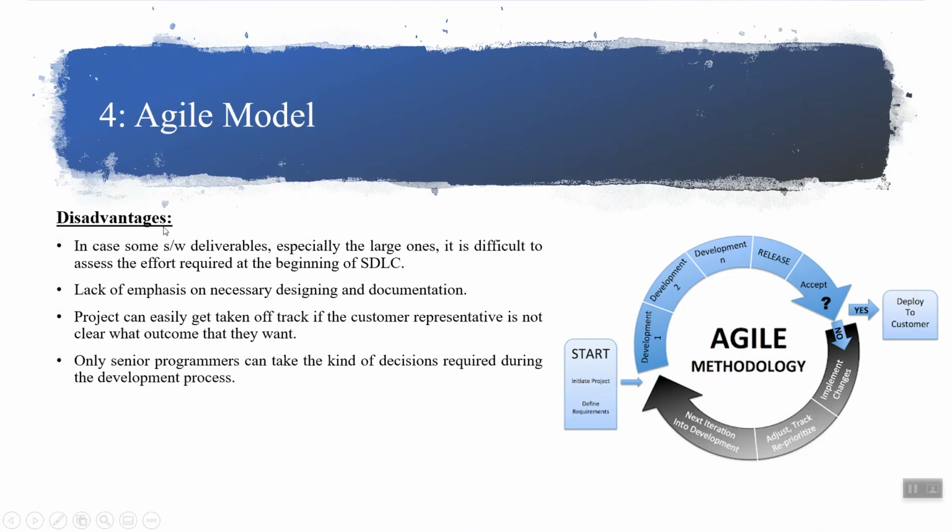About the disadvantages of the agile model: for some software deliverables, especially large ones, it is difficult to assess the effort required at the beginning of the software development lifecycle. There is a lack of emphasis on necessary designing and documentation. The project can easily get taken off track if the customer representative is not clear about what outcome they want. Only senior programmers can make the kind of decisions required during the development process. These are some of the disadvantages of the agile model.